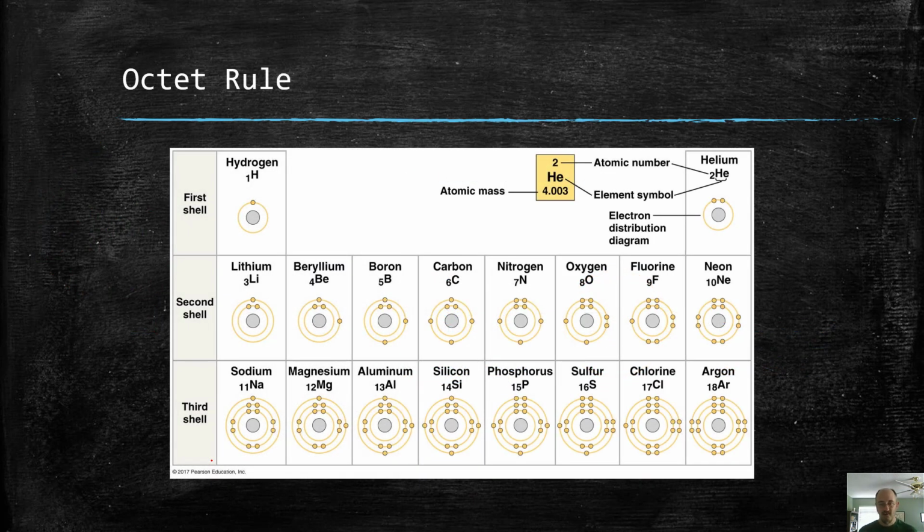All right, so the Octet Rule states that the outer energy level, so when we have the nucleus, let's say of carbon, we have what we draw here, these energy levels, right? These are the areas where the electrons are. The outer energy level is usually in most atoms full when it has 8 electrons in it.